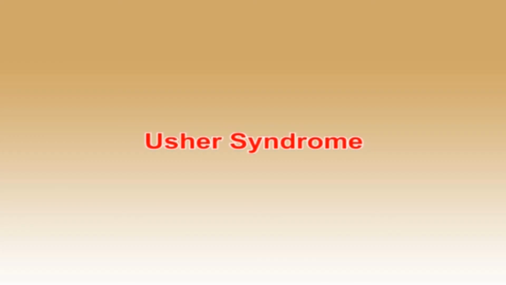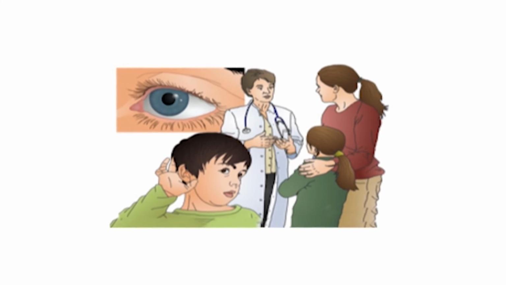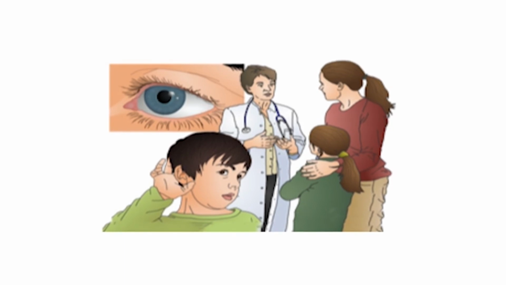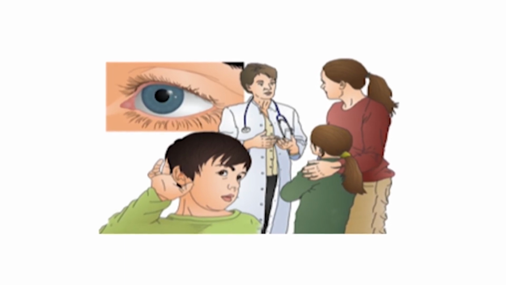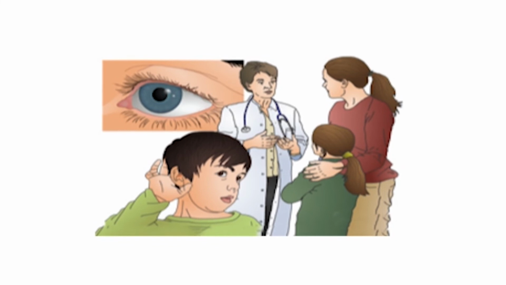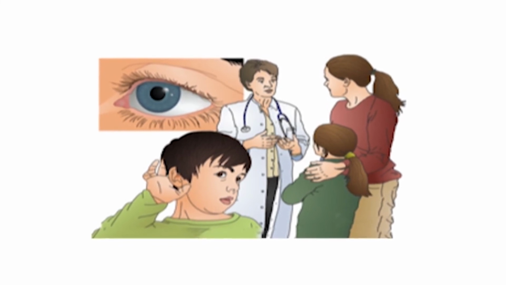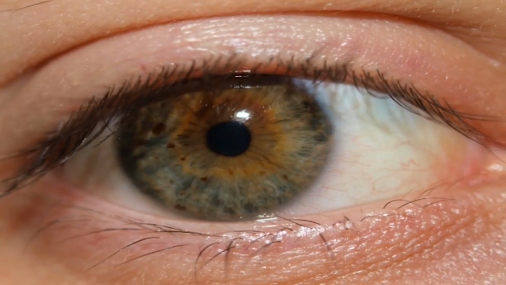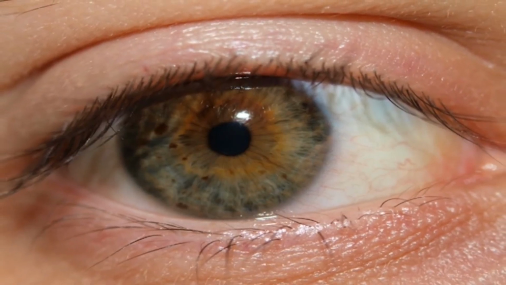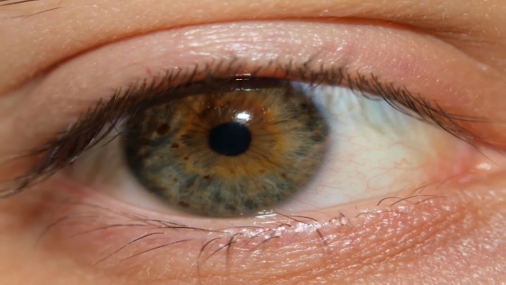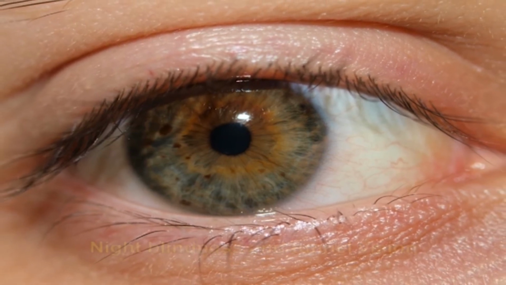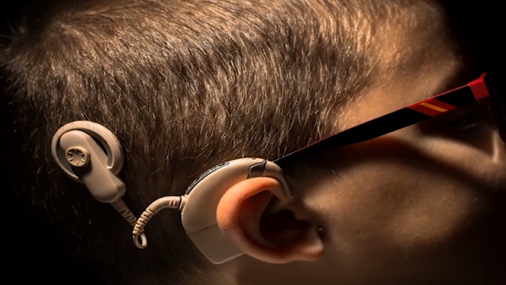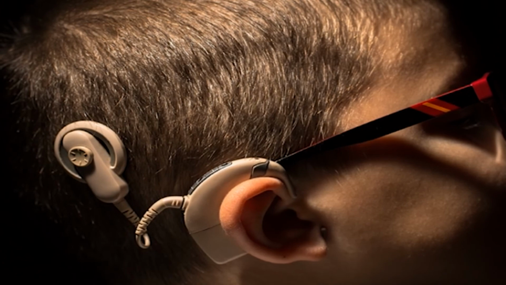Usher syndrome. Usher syndrome is a genetic condition which affects hearing and sight. The hearing loss, which is usually profound, is apparent from birth, while the sight loss may not be noticed until the individual has reached young adulthood. The vision becomes impaired when the retina stops functioning due to retinitis pigmentosa, causing firstly night blindness and then tunnel vision. Hearing levels, however, usually remain stable.